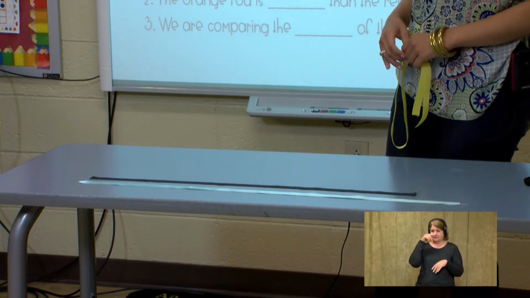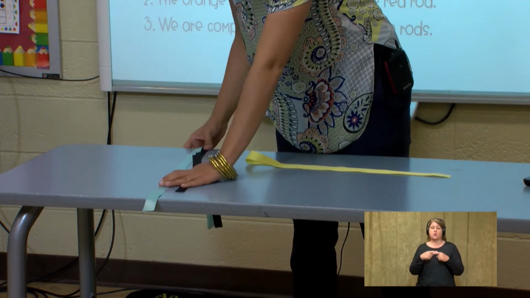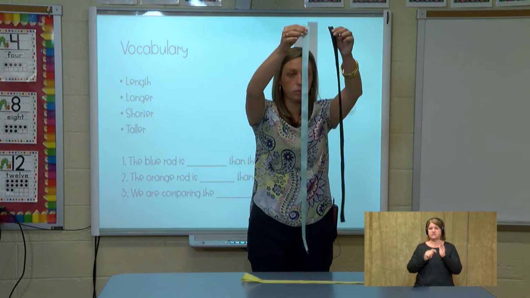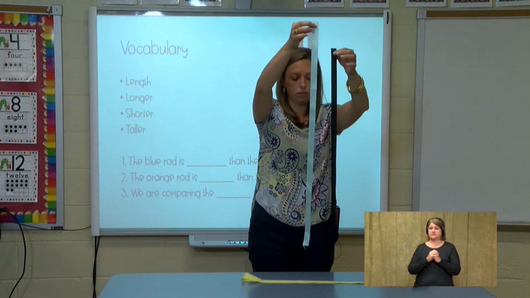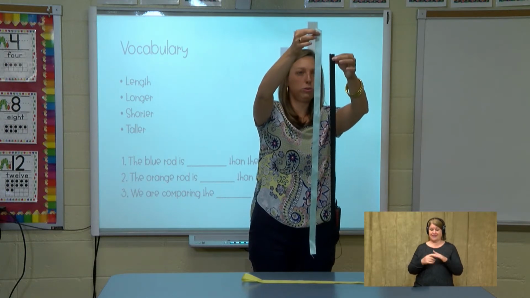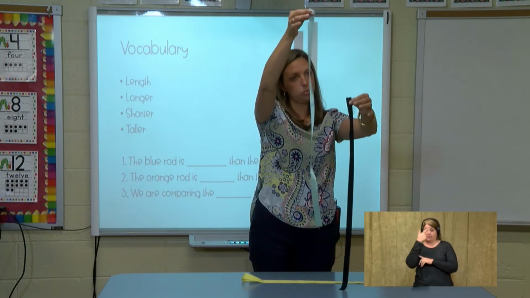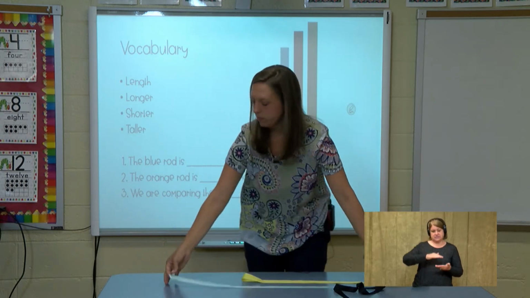And taller. Taller, we need to measure it this way. Which one would be taller? The blue ribbon or the black ribbon? If we're starting from the same point down here, which one is taller? The black or the blue? The blue. The blue is our longer one and our taller one.